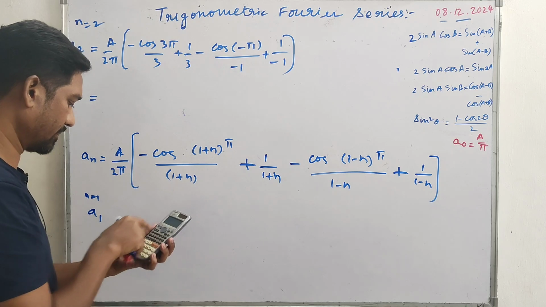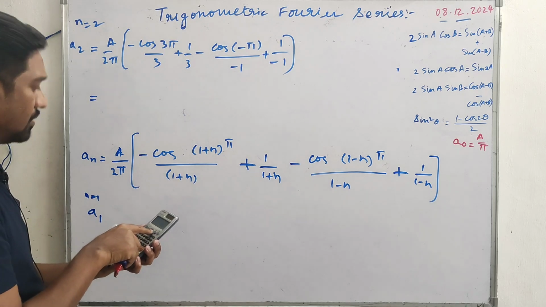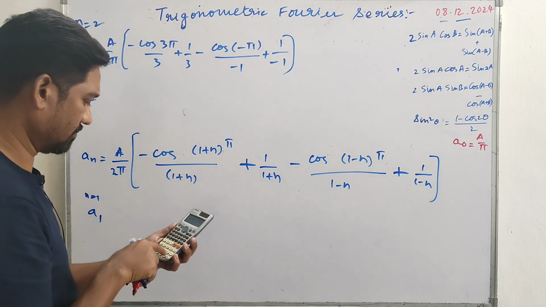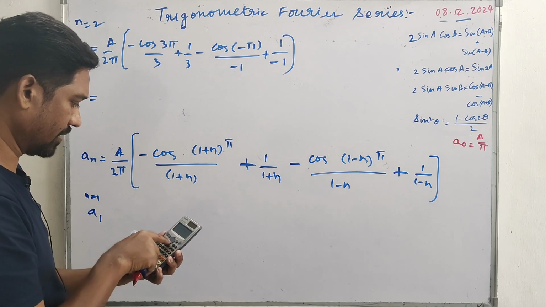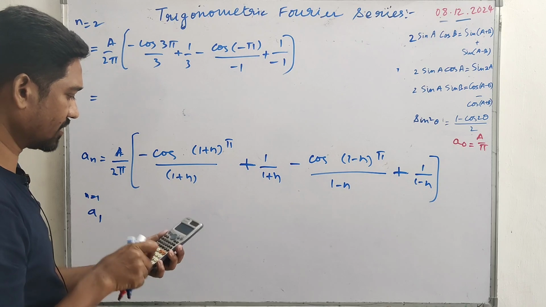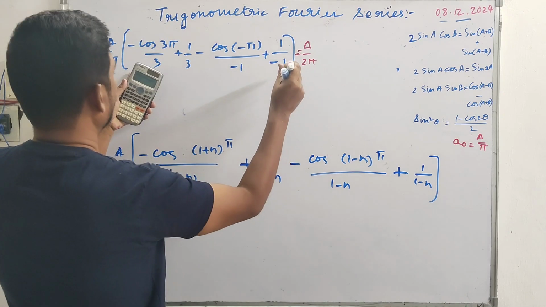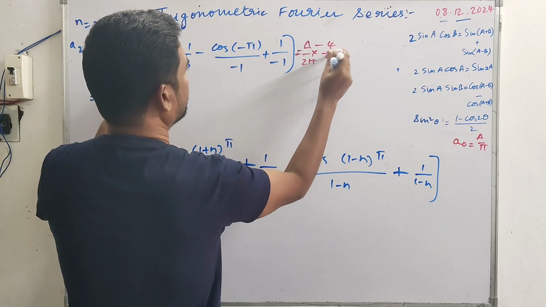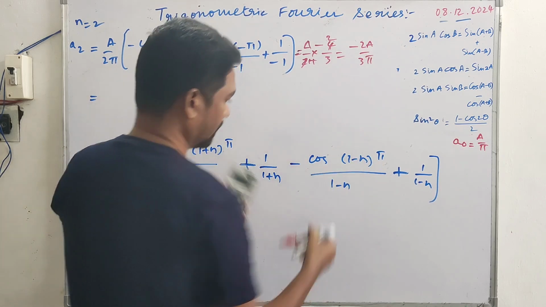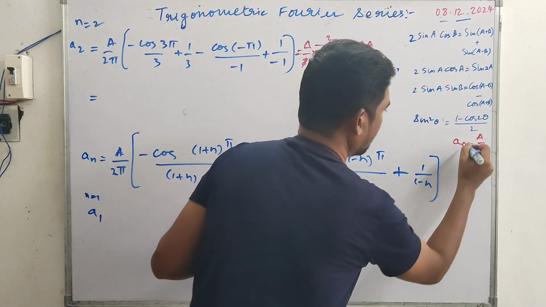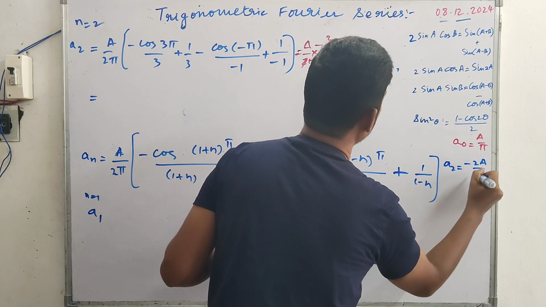Minus cos, it's a 3 pi by 3 plus 1 by 3 minus, so what do we have? Cos minus pi by minus 1 plus 1 by minus 1. Alright, it's a continuation from here to this one. A by 2 pi, it's okay, but from this its value is minus into minus 4 by 3, it's a 2, so it's a minus 2a by 3 pi. What value is this? It's the A2 value. A1 will be computed in another approach. A2 is found out to be minus 2a by 3 pi.